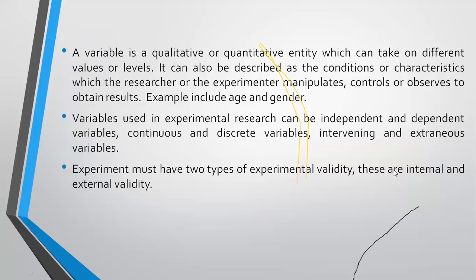Variables used in experimental research can be independent and dependent variables. So we have different types of variables that we use in experimental research work. We can have independent variables, dependent variables, continuous variables, and discrete variables. We can also have intervening variables and extraneous variables. I would like to explain what I mean by all these variables.